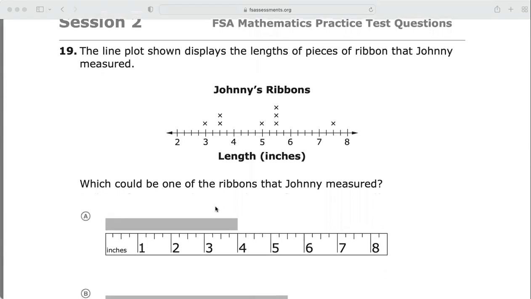All right. So I can't show all of this on one page. I will scroll as I answer it. The line plot shown displays the lengths of pieces of ribbon that Johnny measured. And this is almost like a stem and leaf or scatter plot. Imagine that this line is a ruler, okay? Imagine this is a ruler, right?